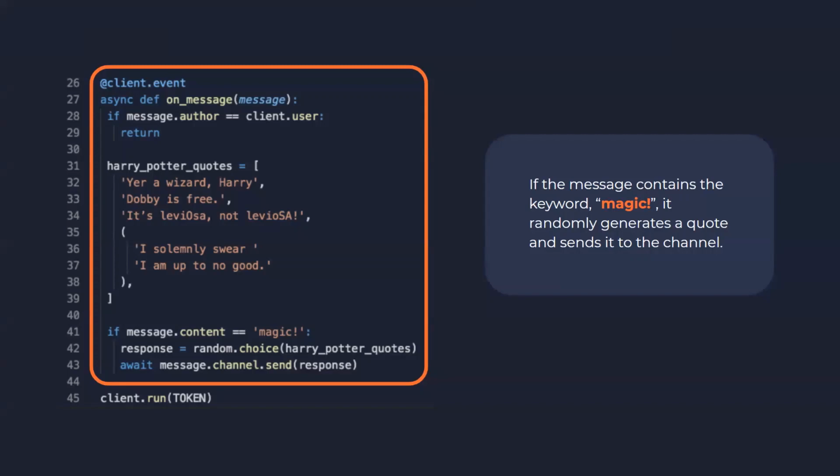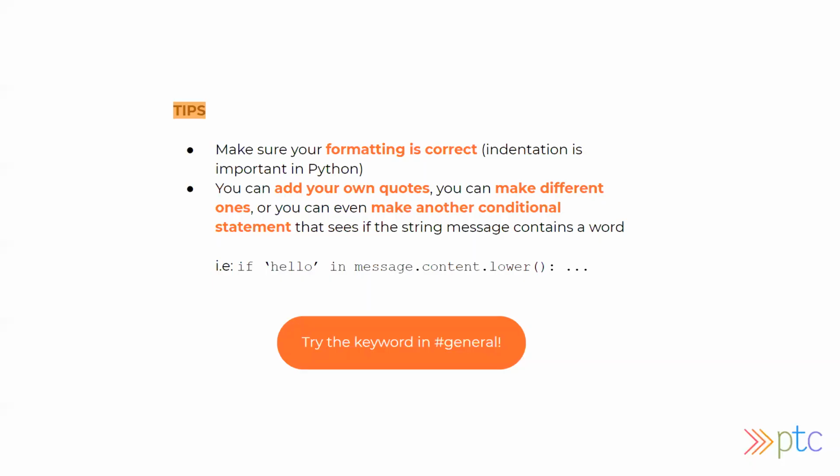The quotes we have are stored in an array separated by commas. Multi-line quotes are in brackets. The if conditional checks to see if the content of the message is the keyword magic. If so, it randomly generates a quote from the array we defined, assigns it to the variable response, and sends it to the channel. Make sure your formatting is correct. Indentation is important in Python.